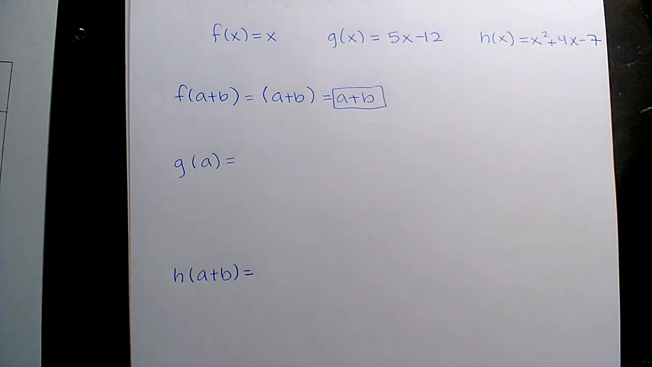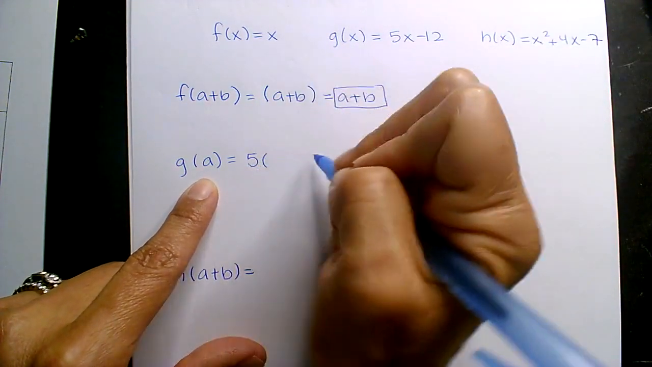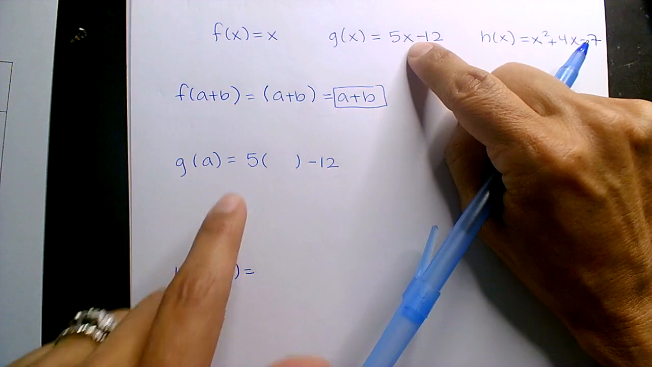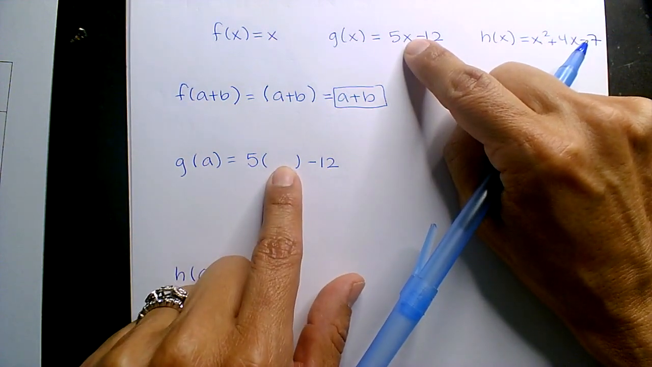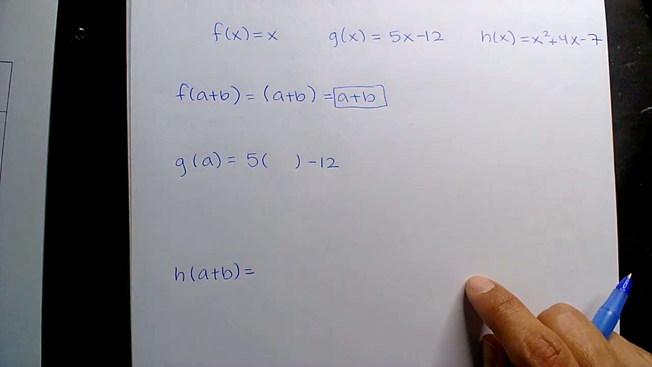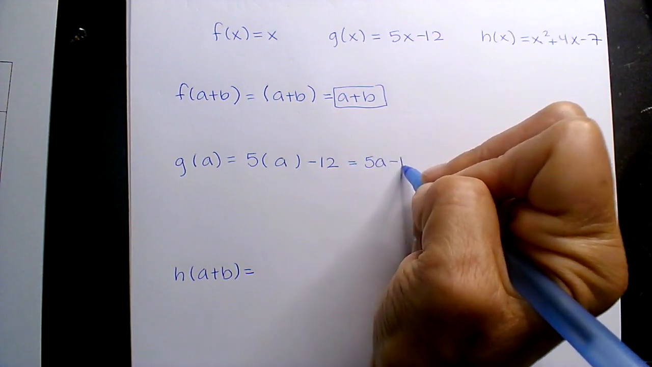Okay, g of a. So g of a, I'm going to substitute. And so I rewrite the equation, or the function, but instead of x, I put a placeholder, and now I'm going to go ahead and substitute whatever it is it's asking me to substitute. And so that's a, and then you would get 5a minus 12.